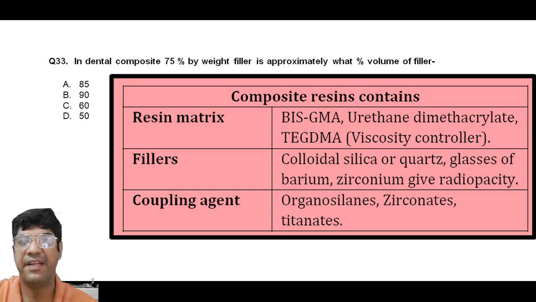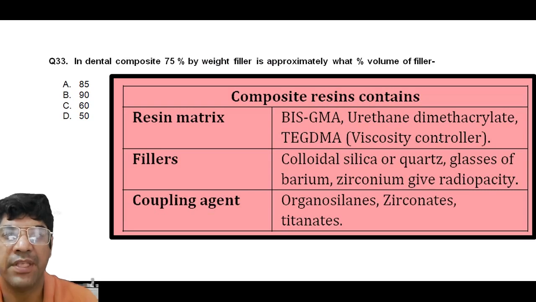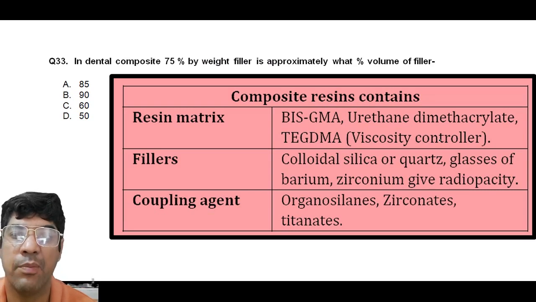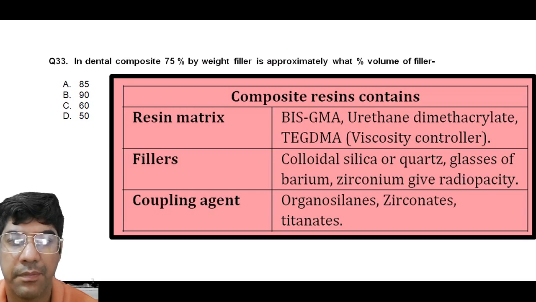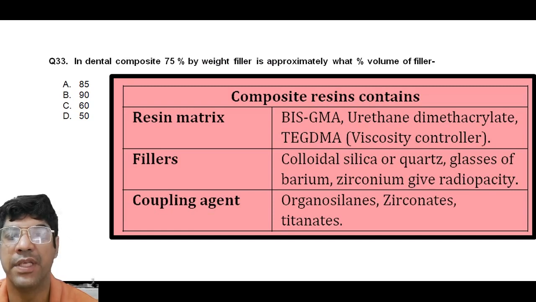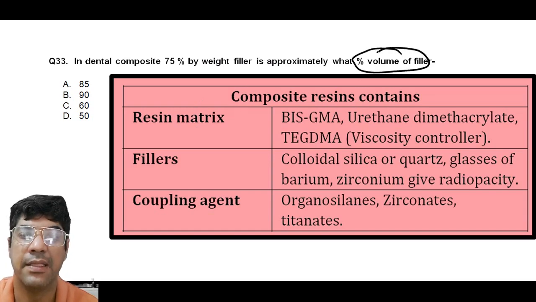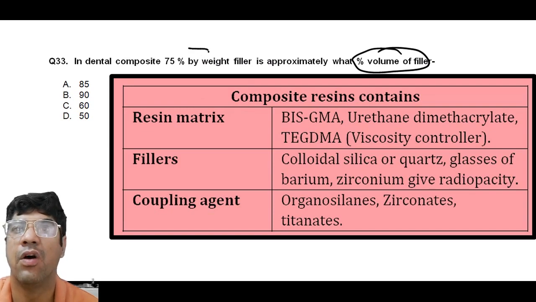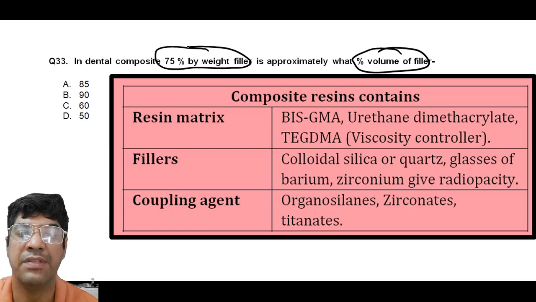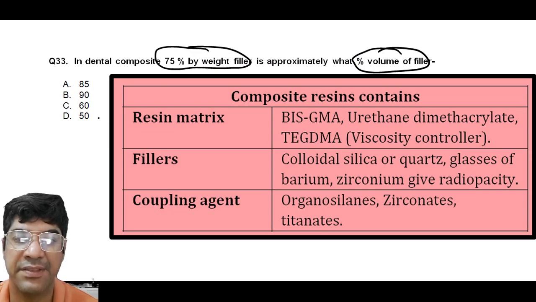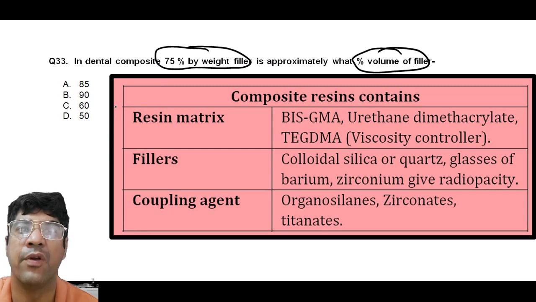In composite, 75% filler by weight is approximately what percent volume of the filler? Remember the density of the filler material in composite. If you assume that the density of the filler material is relatively constant, then the volume percentage of the filler is the same as the weight percent. So if 75% by weight is the filler, then it is approximately 75% by volume.